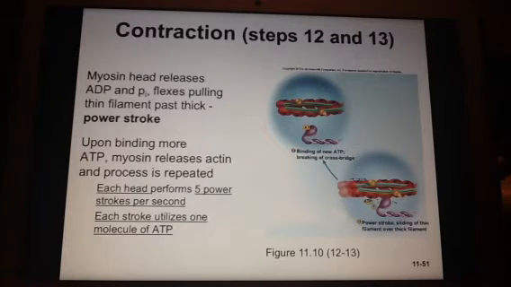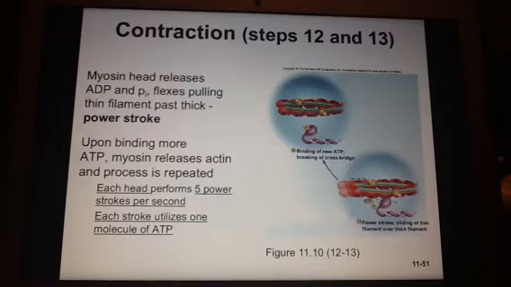Okay, once the head releases the ADP and the phosphate group, it pulls the thin filament past the thick filament. This is called the power stroke. Again, the animation is going to do this much better than these pictures are doing. And then upon binding more ATP, the myosin releases the actin and the process is repeated. So each head can perform 5 power strokes per second, and each stroke utilizes 1 molecule of ATP.